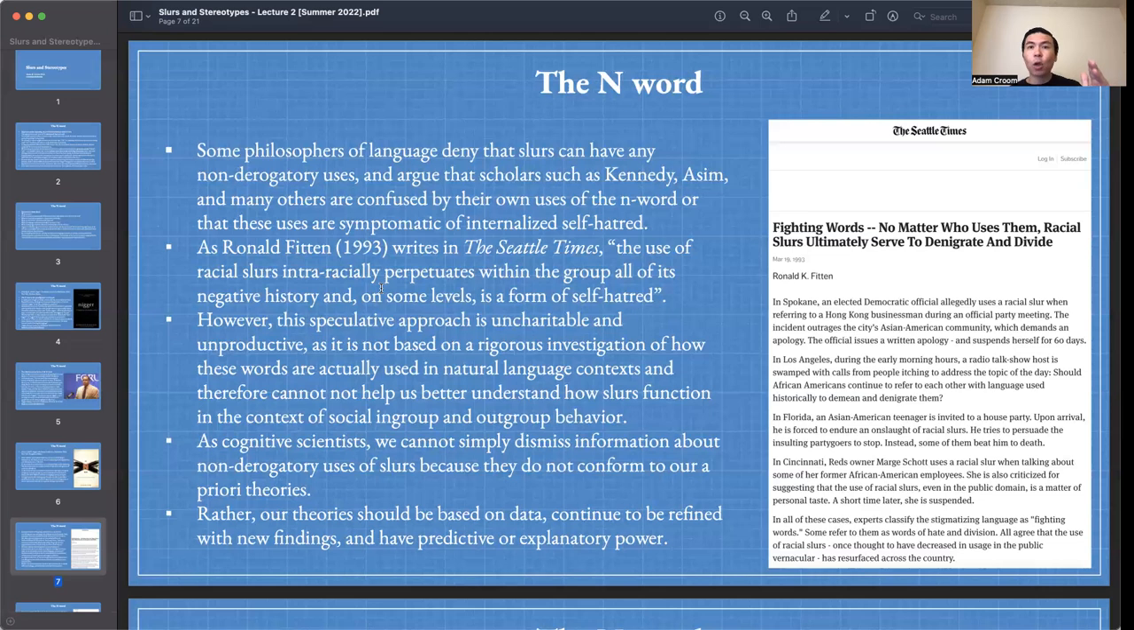Slurs against homosexuals are also reclaimed, right? So what we see is that many slurs that target social groups are reclaimed by members of those groups, okay? And if we're denying the possibility of in-group usage or reclamation, we're saying that all those people don't know what they're doing.